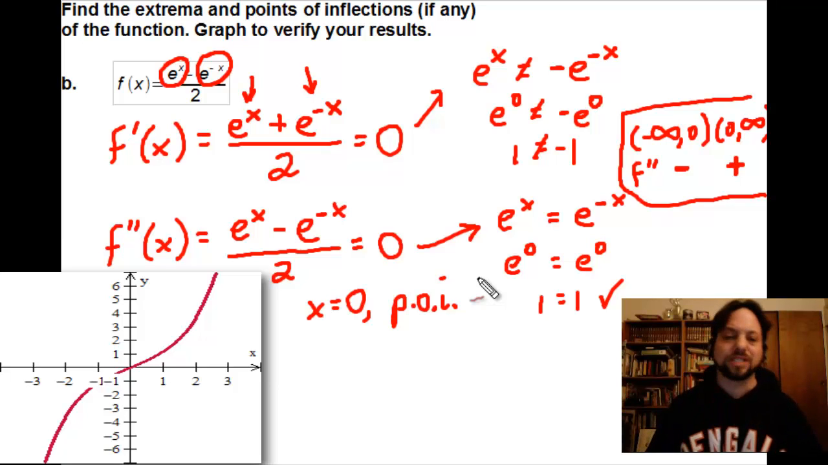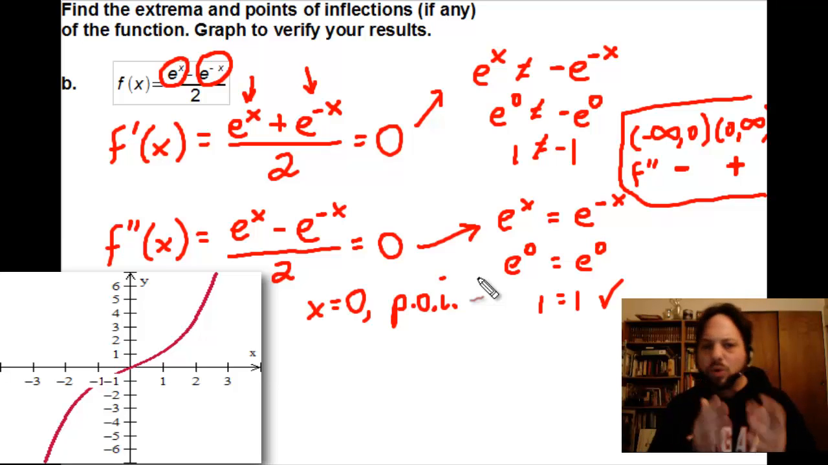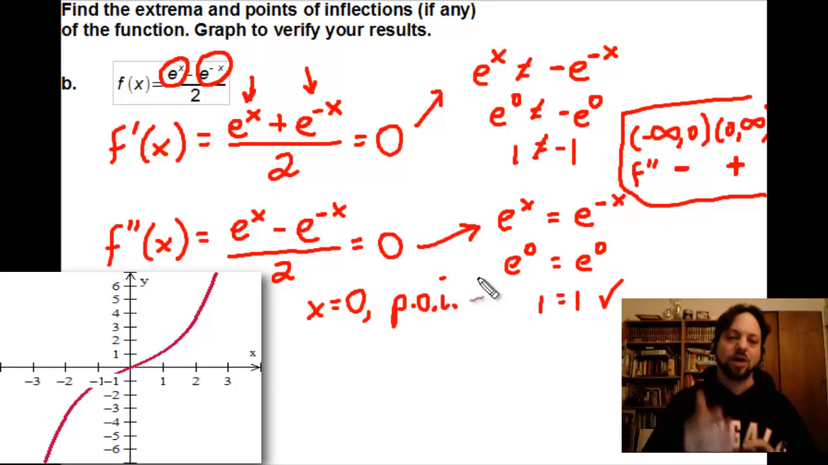Let's do one more example like this. Maybe a little bit more of an involved example, let's say, with example C. Go ahead and try this before we get there, because I promise this is going to be a fun and exciting one.